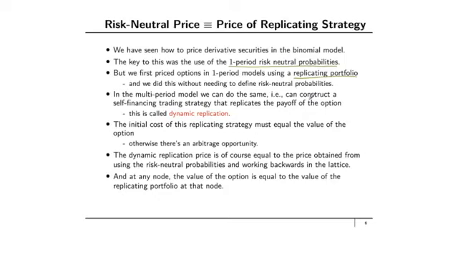Well, in the multi-period model, we can do the same. We can construct a self-financing trading strategy that replicates the payoff of the option. This is called dynamic replication. And the initial cost of this replicating strategy must equal the value of the option. Otherwise, there's an arbitrage opportunity. And the way to see this is as follows. So, as before, let theta t be our self-financing trading strategy.